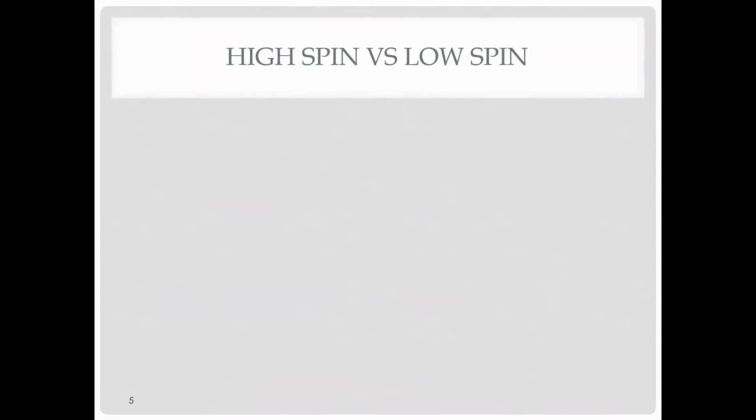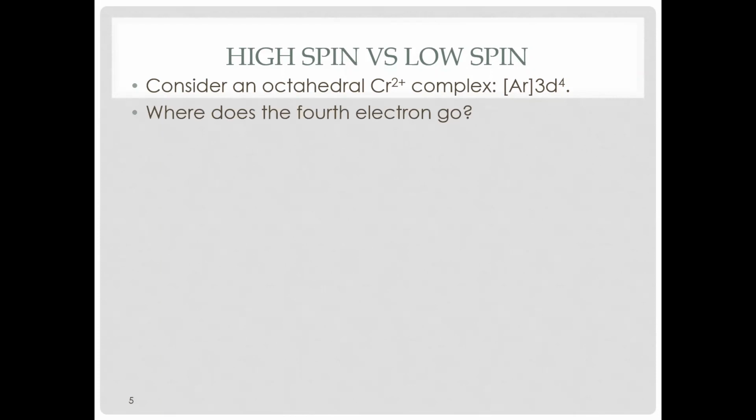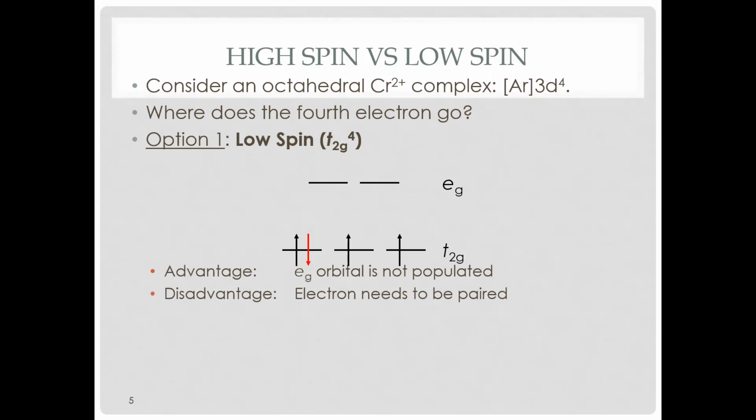We are going to have a situation where we might have different numbers of electrons. We were looking at chromium 3+. Now let's take a look at chromium 2+. So chromium 2+ has 4 d electrons. Where are we going to put that 4th d electron? So we have a couple of options. One option we call low spin. We're going to take that extra electron shown here in red, and we're just going to put it in the bottom. We're going to pair up with one of the electrons on the bottom.